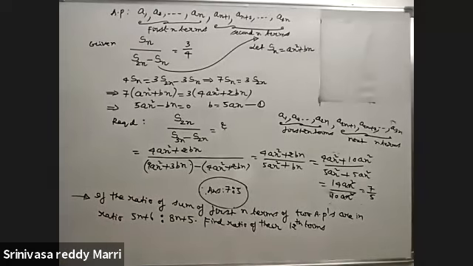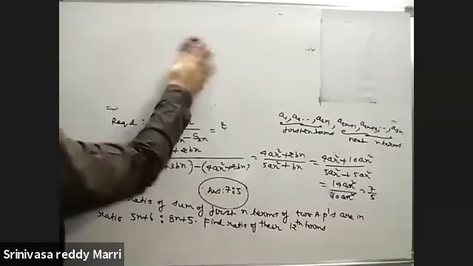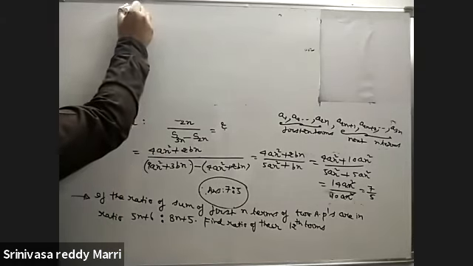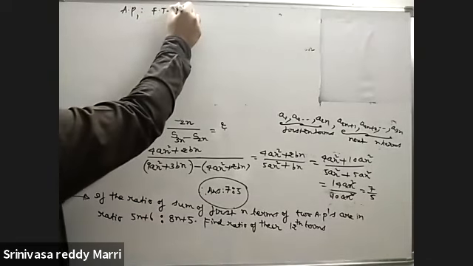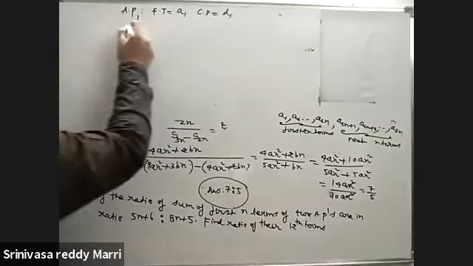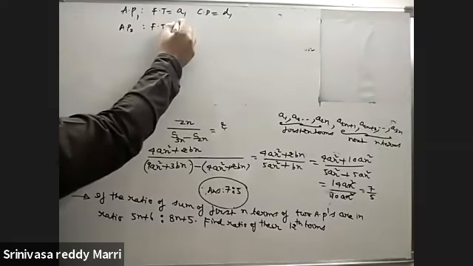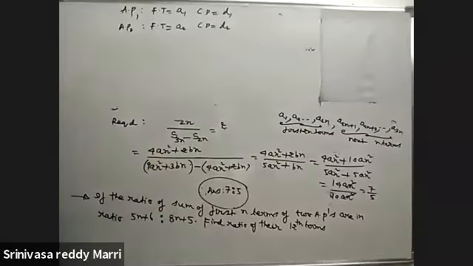Look at the problem. So there are two APs. Let us say AP1: first term equals A1, common difference equals D1. Another AP, AP2: let the first term equal A2 and common difference equal D2.